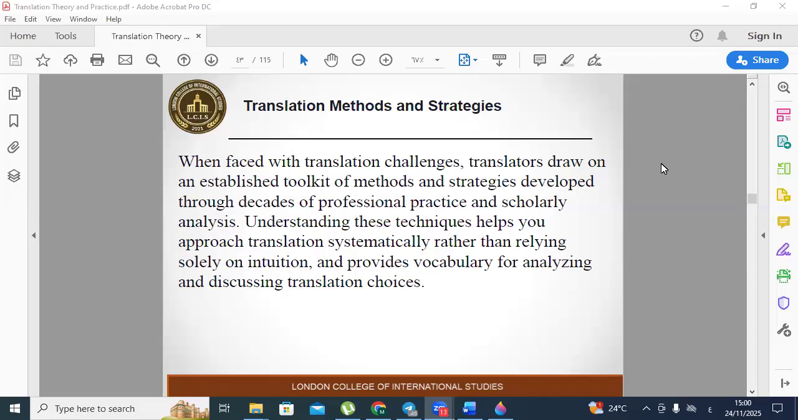When faced with translation challenges, translators draw on an established toolkit of methods and strategies developed through decades of professional practice and scholarly analysis. Understanding these techniques helps you approach a translation systematically rather than relying solely on intuition, and it provides vocabulary for analyzing and discussing translation choices.